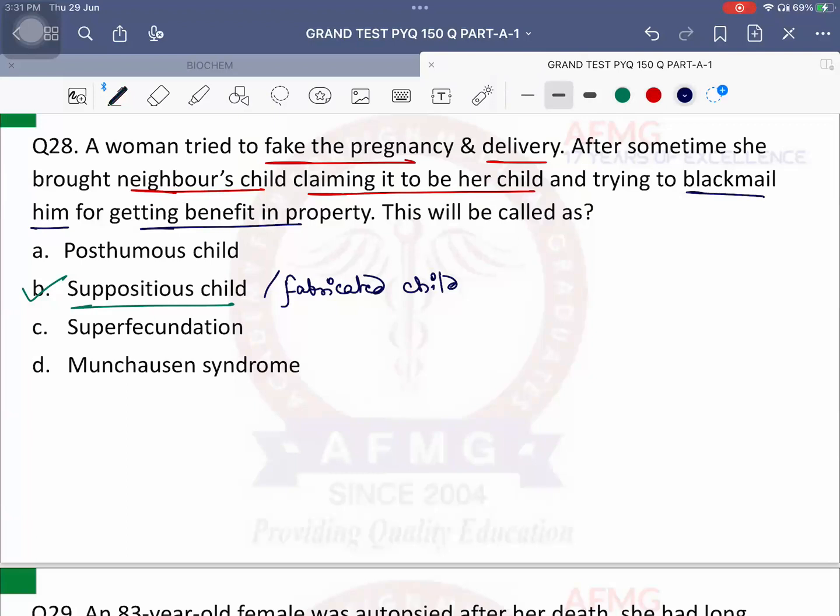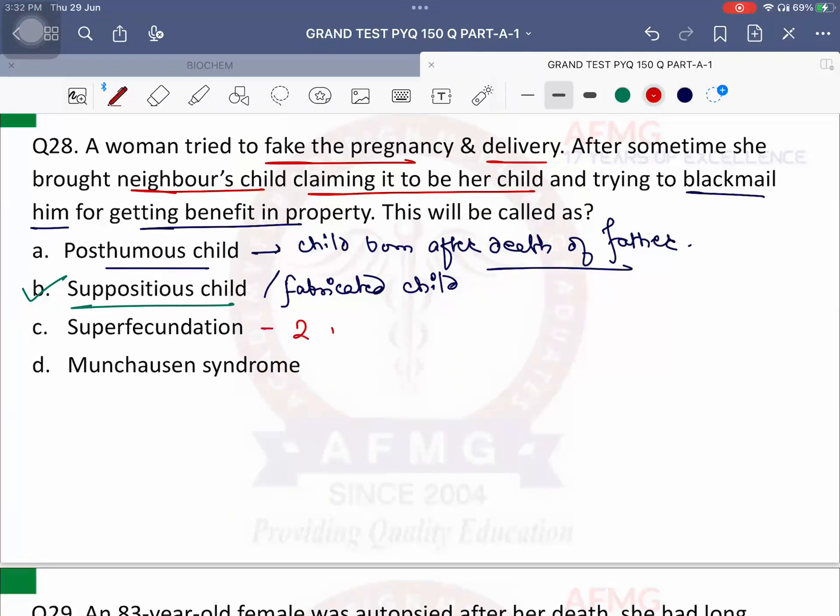Important is, what is a posthumous child? Anybody? Child who is born after death of father or mother. So very good. After death of father, if a child is born, that is what is called as a posthumous child usually. No issues with this, anybody? Then, if two ovaries are fertilized in the same cycle, acts of coitus, that is called as. So, if two ovaries are fertilized in same cycle, with same act of coitus or different act of coitus? Different act of coitus. That is a case of superfecundation. That is known as superfecundation.